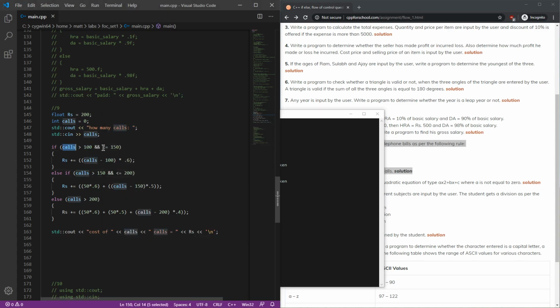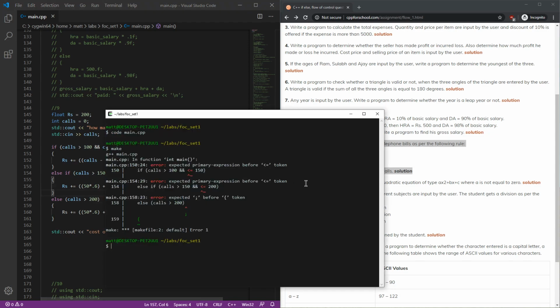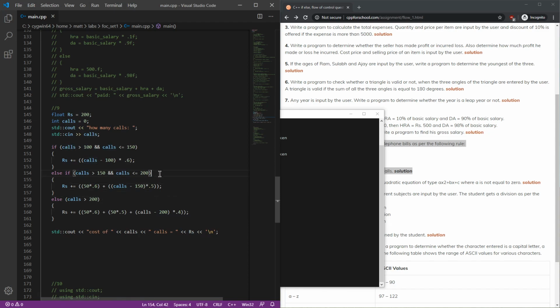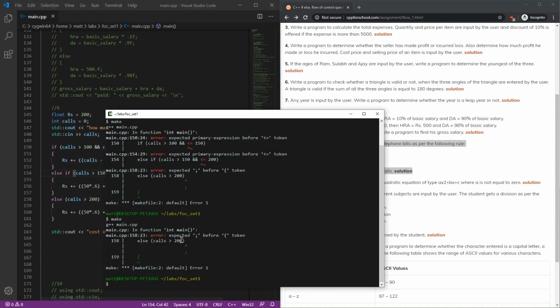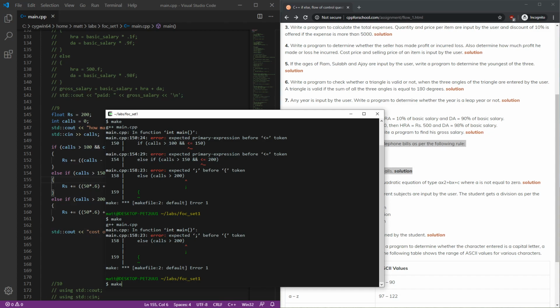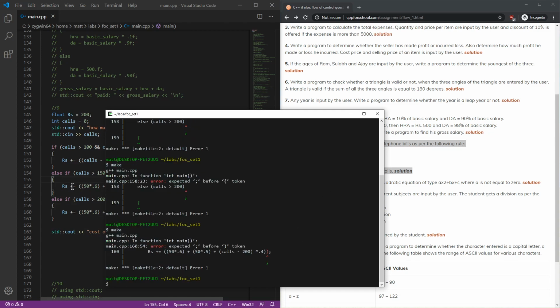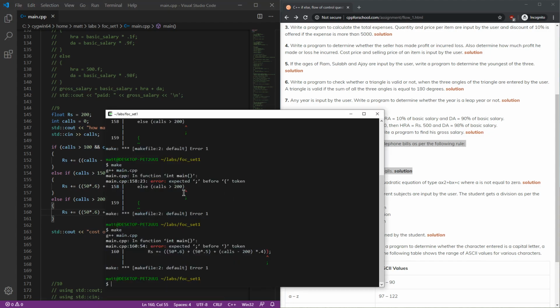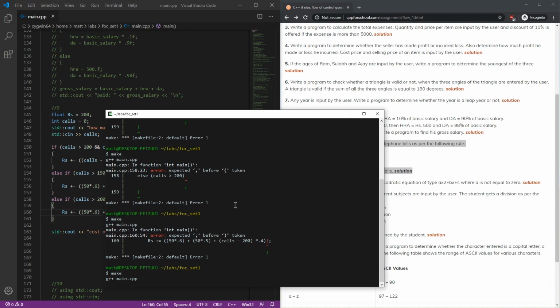I need to put this calls in here again, because it's got to be comparing it to something after that and. There we go. Let's go ahead and run that again. We got another error. Looks like we need a semicolon somewhere. Where is that at? That's line 158. That's right here. Oh, this is an else if. Else if calls over 200. So there we go. Looks like we still got another error, one too many parentheses. All right, fine. So we'll get rid of that parenthesis. And we'll make one more time.